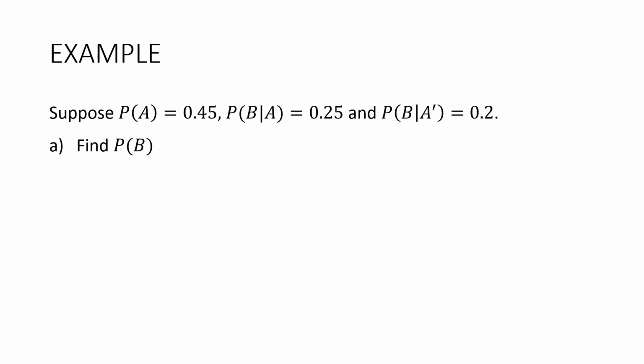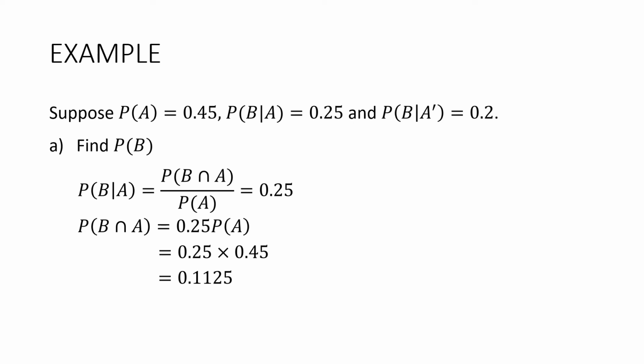Last example. Suppose the probability of A is equal to 0.45. The probability of B given A is 0.25. And the probability of B given not A is 0.2, find the probability of B. So we'll start by using the formula for this. It's equal to the probability of B intersection A divided by the probability of A. And we know the probability of A, it's 0.45. So bring this up and over the other side, we end up with the probability of B intersection A is 0.1125.